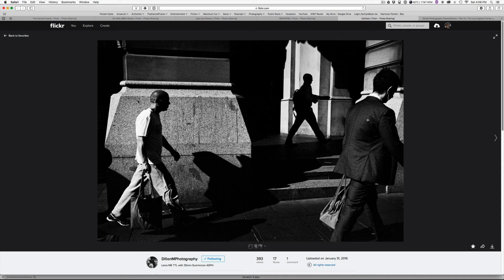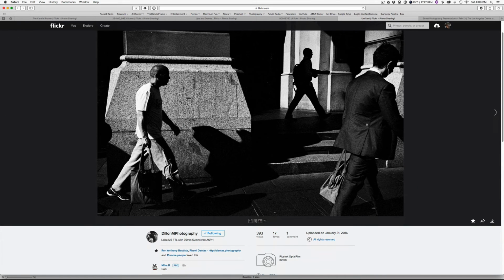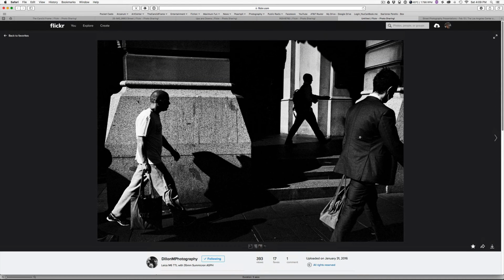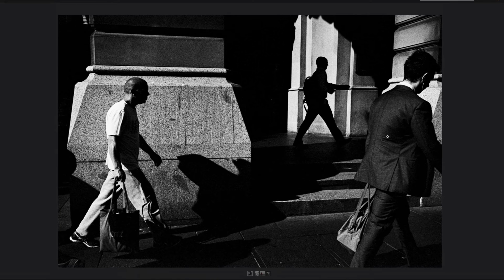And here we have a shot by Dillon M photography, shot with a Leica M6 on film, and he scanned this using a plastic optic film scanner, 8200i. So we got no EXIF information here, but take a look at the shot. We have these three people walking down the street. No relationship to each other. They're not connected in any way personally. They're just three people walking in the same direction.